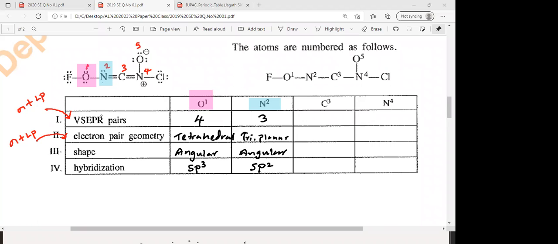So let's see your answers. Tisat, correct. Tisat, one mistake. Molecular geometry is not trigonal pyramidal, no? It's angular, right? Trigonal pyramidal means there must be 3 sigma bonds. Tisat, okay, so you have to correct that.